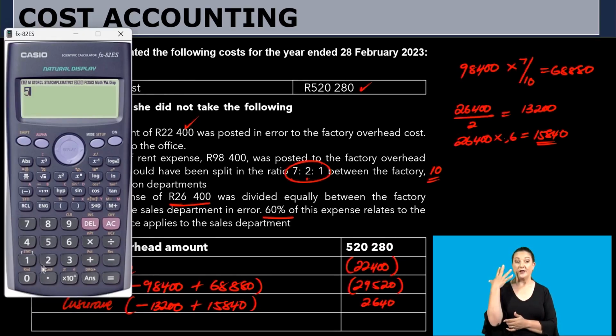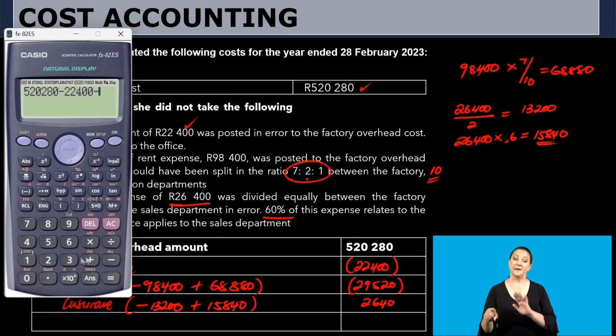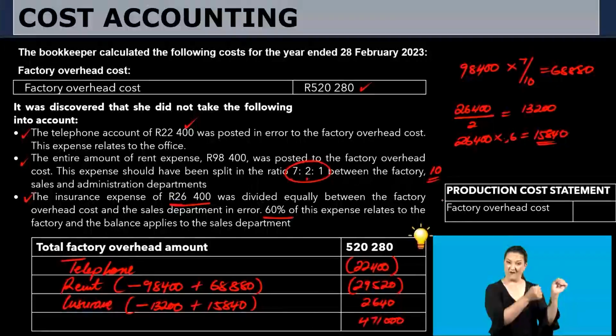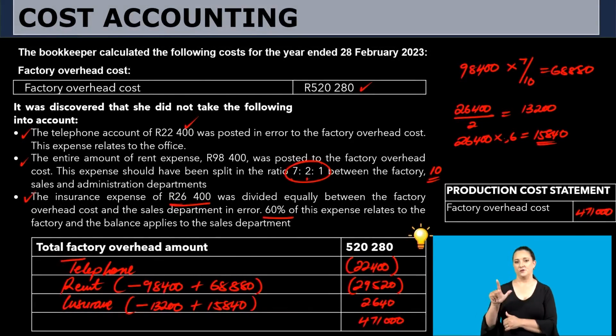Now I can get the total. Don't forget to add the 520,280, so that is where I begin. I say 520,280, then minus 22,400, again minus 29,520, and lastly plus 2,640. It gives me a total of 471,000. With that 471,000, that becomes the total of our factory overheads. So I'll bring it here: factory overhead cost, 471,000. Dear learners, let us go for an ad break and I'll see you shortly.